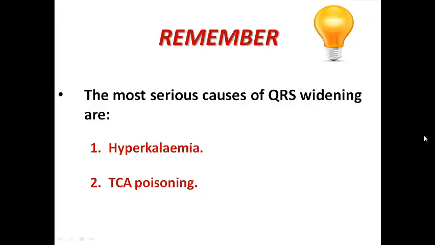And of course, remember that the most serious causes of QRS widening that are very important to diagnose in clinical practice, and we need to exclude them if we see a wide complex in ECG, are hyperkalemia and tricyclic antidepressant poisoning, which we are going to discuss in a separate lecture.